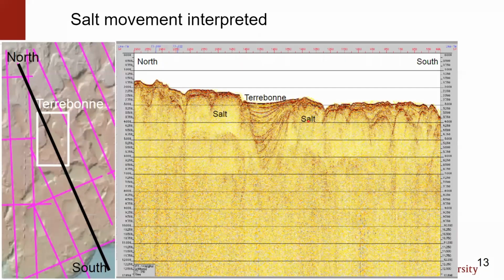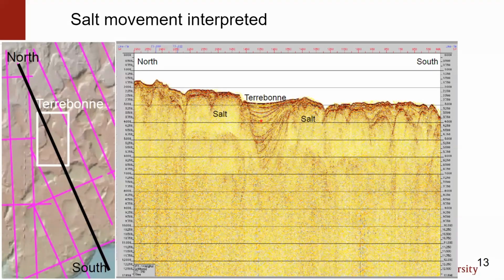Our interpretation is that the salt actually floors this mini basin and may not allow thermogenic gas, which would be generated from deeper within the basin, to migrate upwards into the basin. So we actually use biogenic gas in our model. This is because salt is actually extremely impermeable.